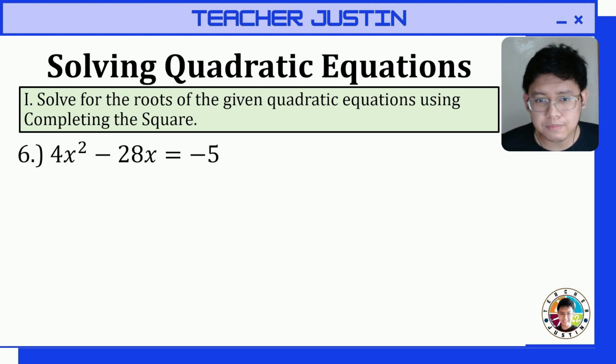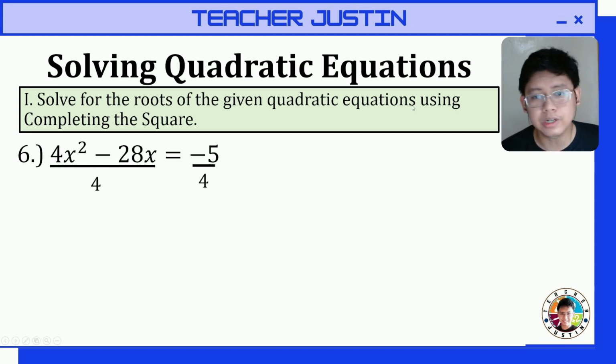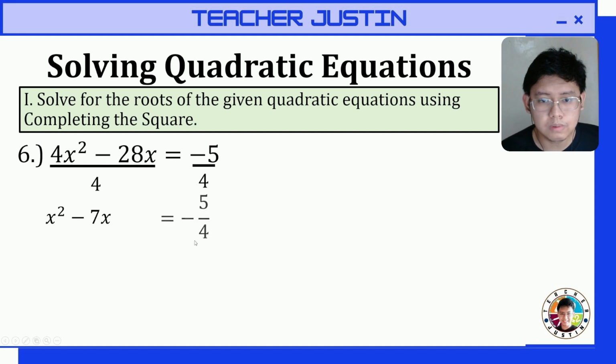So let's solve for the roots of this quadratic equation using completing the square. So, the first step is to make sure that the numerical coefficient of x squared is equal to 1. So, since we have 4 beside x squared, we have to eliminate that by dividing both sides by the value of our numerical coefficient. In this case, it is 4. So, we divide both sides by 4. So, we will have x squared minus 7x is equal to negative 5 over 4.